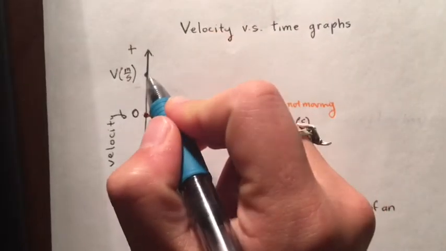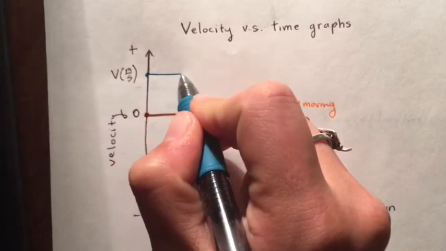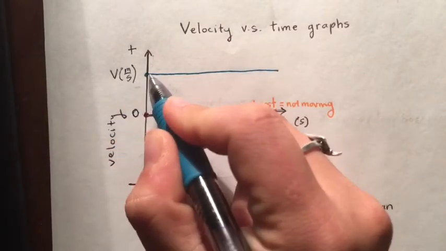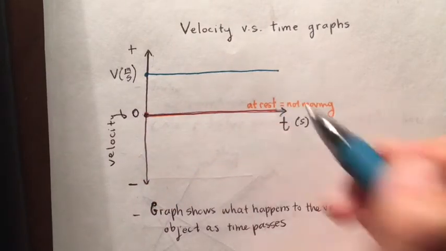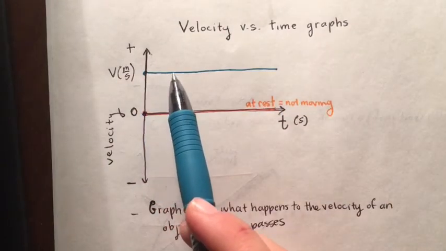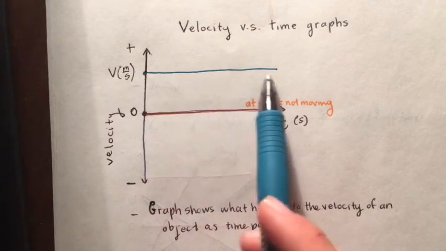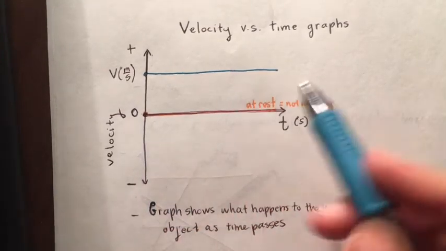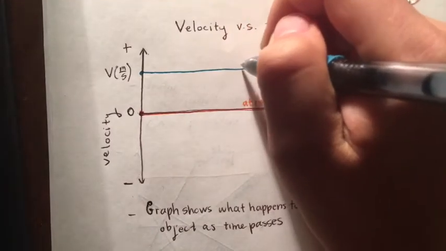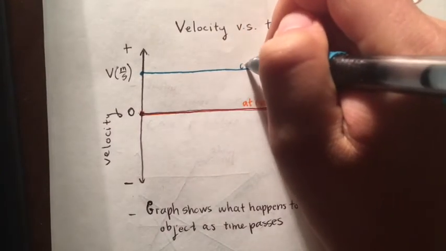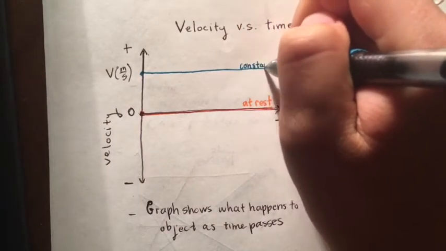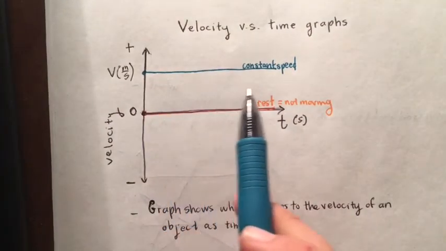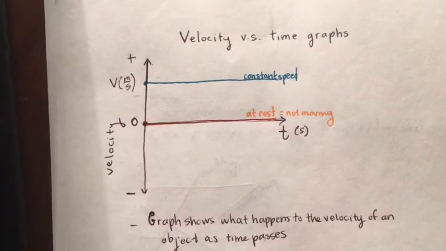So my graph is going to look like a flat horizontal line because as time is passing, the velocity is not changing. So when you see a horizontal line, a flat line that is not at 0, right? We have a positive velocity here. This represents having a constant speed. Okay, so the object is moving at a constant speed. Okay, next video.